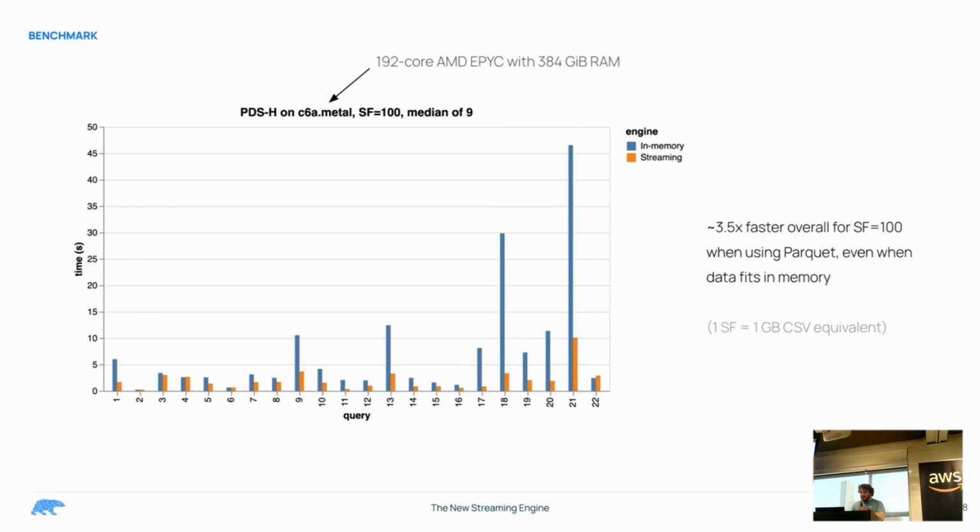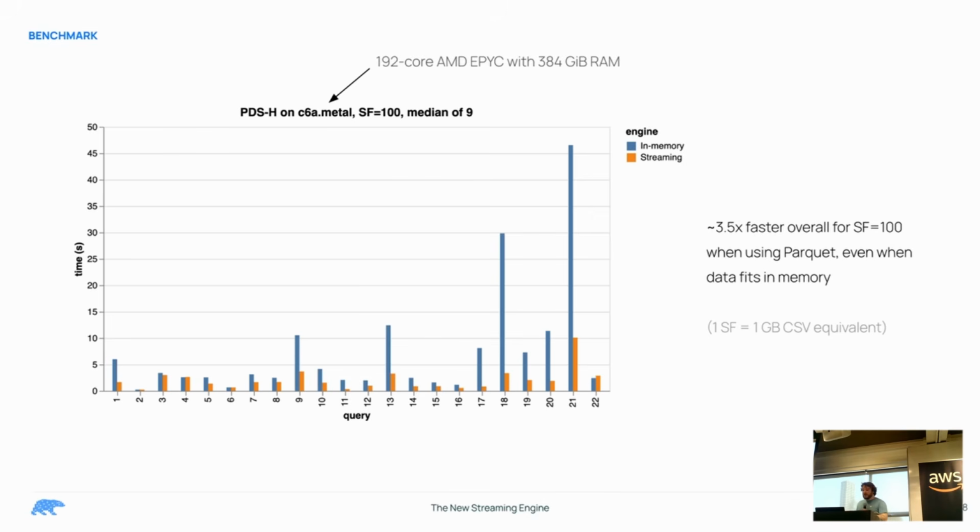I do have a little bit of a benchmark for those who are interested. So this is PDSH, which is technically not TPCH, but it's very similar to TPCH if you're familiar with that. Running on a rather beefy Amazon machine, the C6A Metal. You can see it on the screen, a 192 core machine with 400 gigs of RAM. And this is doing a scale factor 100 benchmark, where one scale factor corresponds to roughly 1 gigabyte equivalent of CSV. It's stored in Parquet, so the actual data is a lot smaller because Parquet uses compression. But to give an idea of the size of the data, it's about 100 gigabytes if you used CSV to store it.